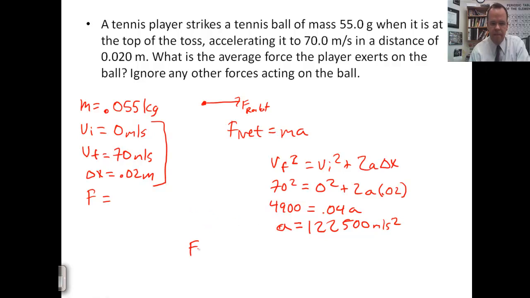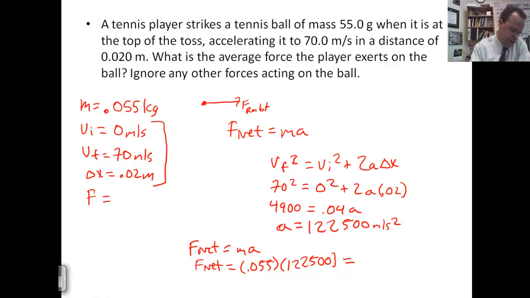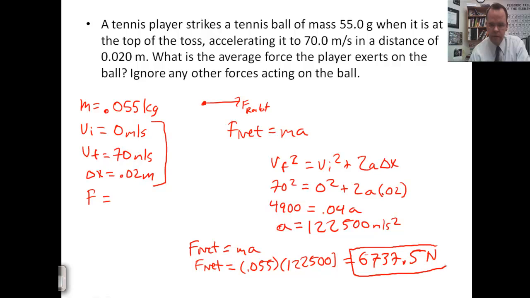Now we can plug this in. F net equals ma, F net equals 0.055 times 122,500. You get 6,737.5 newtons.